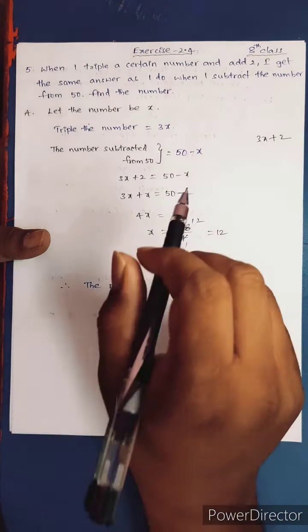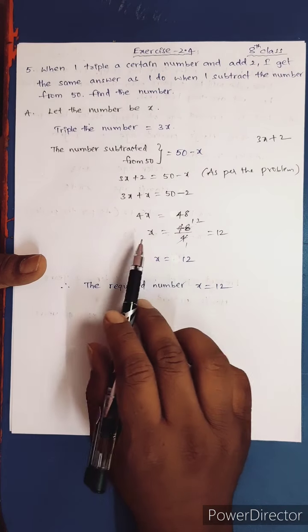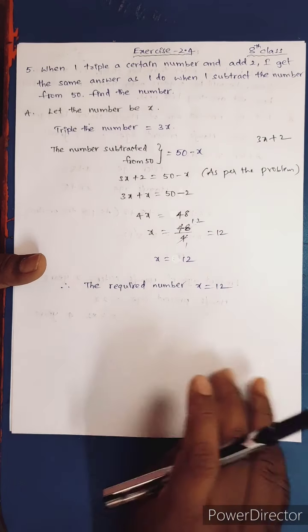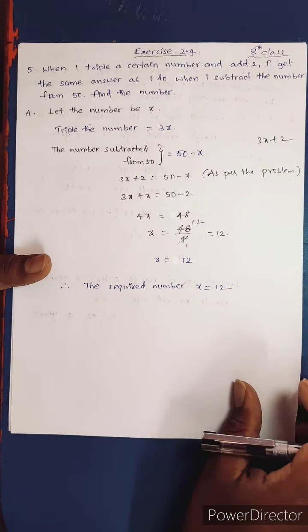x is equal to 48 by 4. 4 1s are 4, 4 2s are 8. So the value of x is equal to 12. Required number x is equal to 12.